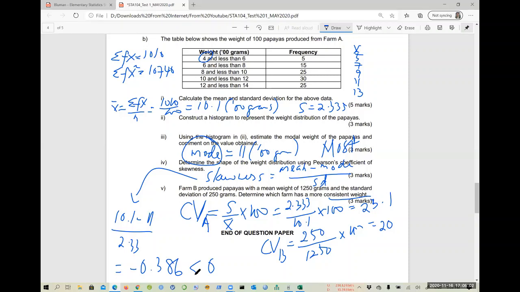From here, you want to know which farm has more consistent weight. If you want a more consistent weight, you have to look for the lower CV value. The coefficient of variation that has a lower value is more consistent. So comparing farm B and farm A, the distribution of papaya weights in farm B is more consistent compared to farm A. Why? Because farm B has a lower coefficient of variation value as compared to farm A. This is the answer for the last one.